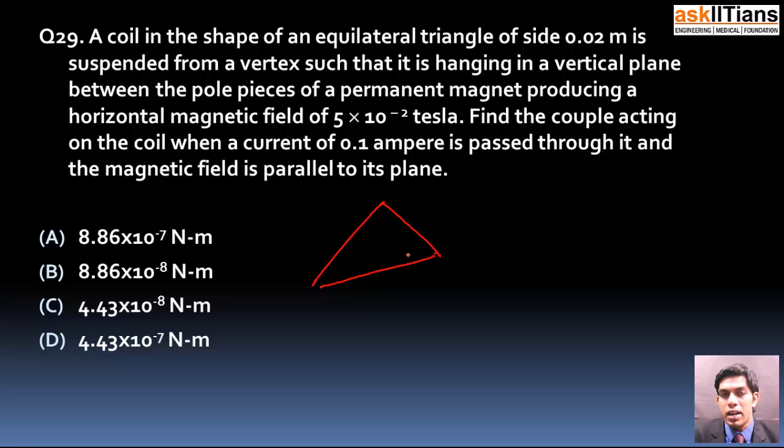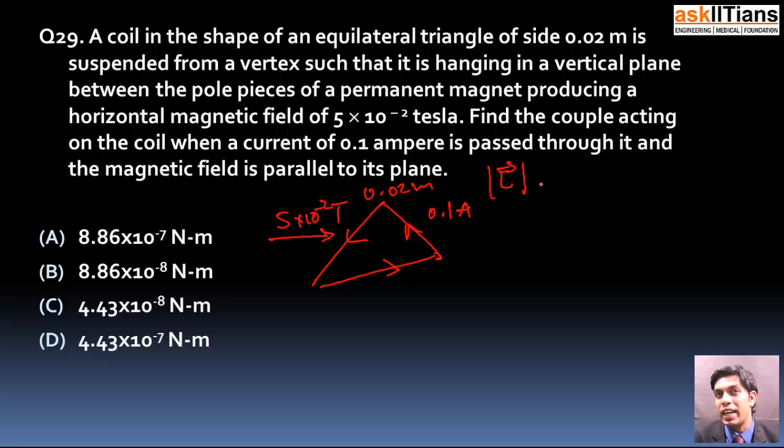Let us take up this setup. This is an equilateral triangle and the current is flowing like this, of magnitude 0.1 ampere, and the side is given to be 0.02 meters, and a magnetic field of 5 into 10 to the power minus 2 Tesla is being set up. We need to find out the couple, that is the torque, acting in this particular setup. This is basically M cross B, the magnitude of the magnetic moment and the magnetic field.